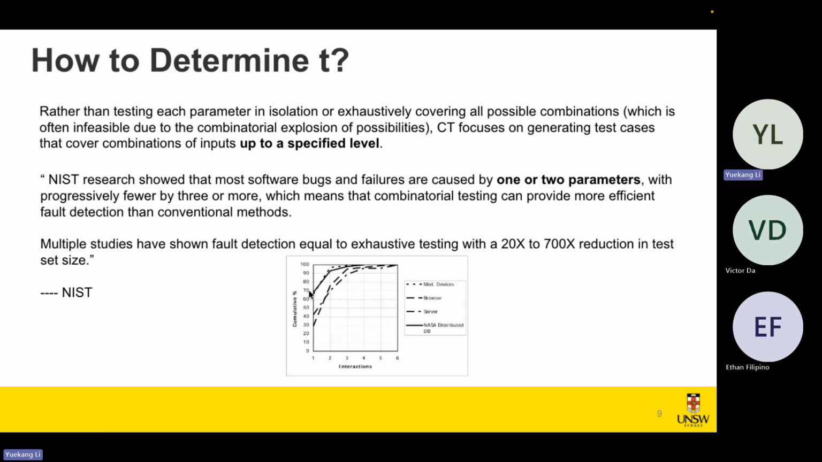So the conclusion drawn from NIST is that most of the bug failures are caused by just one parameter or the interaction between two parameters. Which means that most of the bugs are caused without the interaction of multiple input parameters. And if we care about the interactions between parameters, we only need to care about 2 parameters. So the most practical value for t here is normally 2. So normally we just care about pairwise combinations.